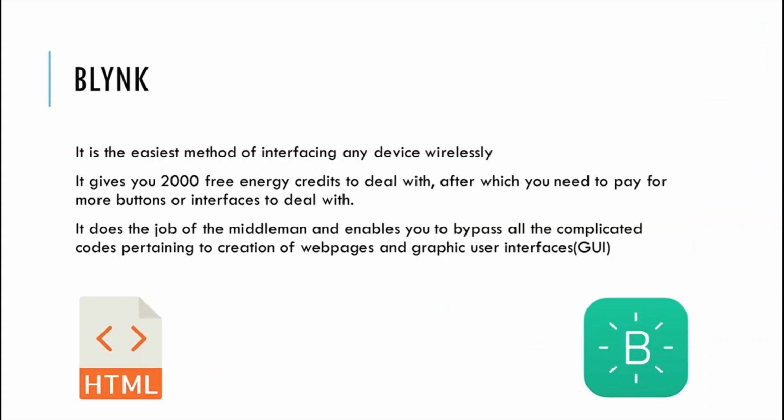So you're given 2,000 free energy credits to deal with. After that, you're going to have to start purchasing for more buttons or interfaces. Now, it's like a middleman. It does all the intermediate, low-level work. The problem with this, though, is that your control over what you do will be limited. Your creativity will be limited because this has only one set of features that you must use. You can't really use anything else if you're using this.